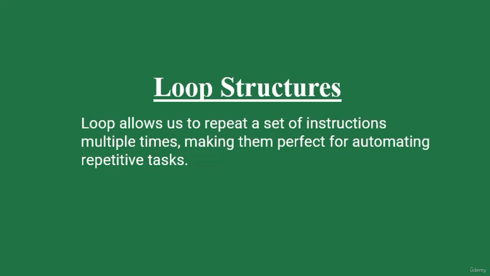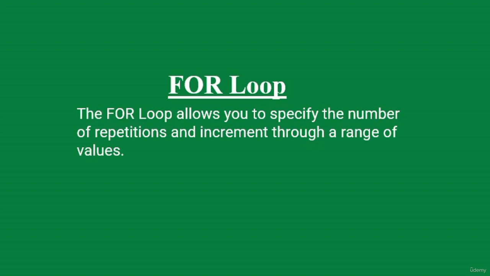Now that you have a solid understanding of control structures, let's move on to loop structures. What is a loop? A loop allows us to repeat a set of instructions multiple times, making it perfect for automating repetitive tasks. One popular loop structure is the for loop. What is the for loop?